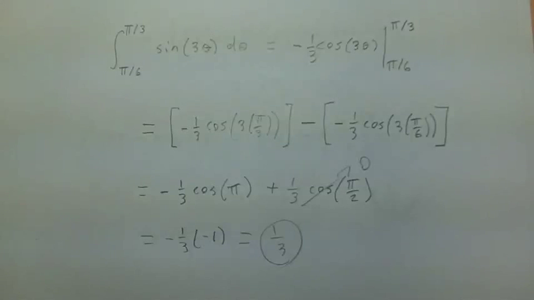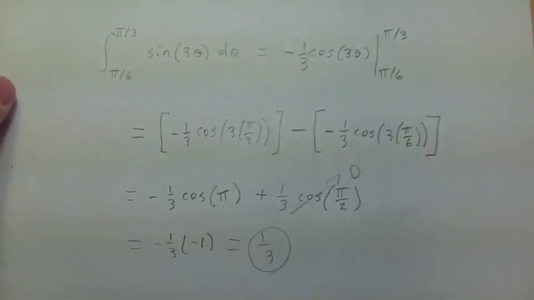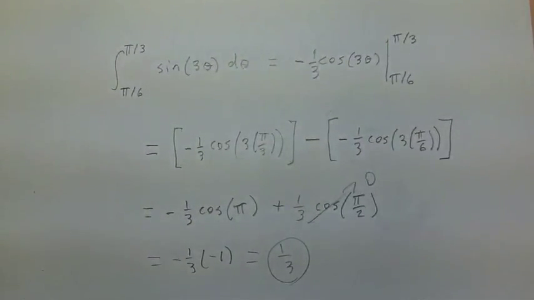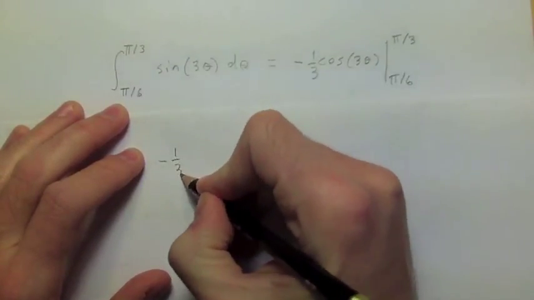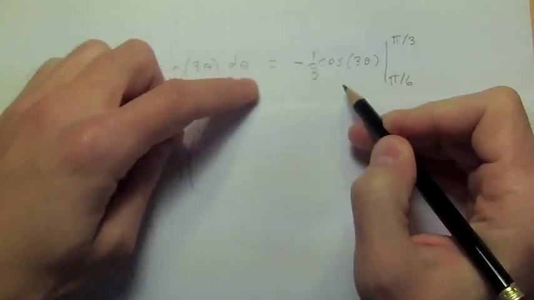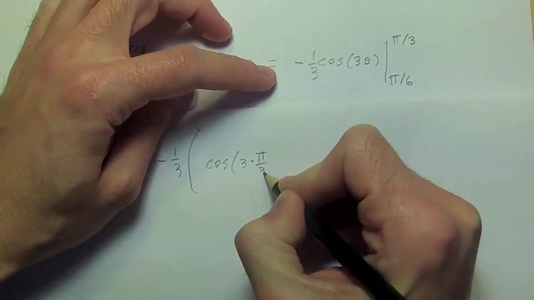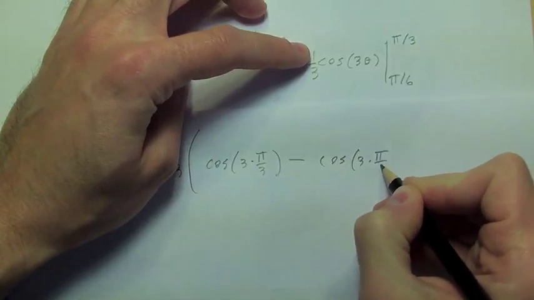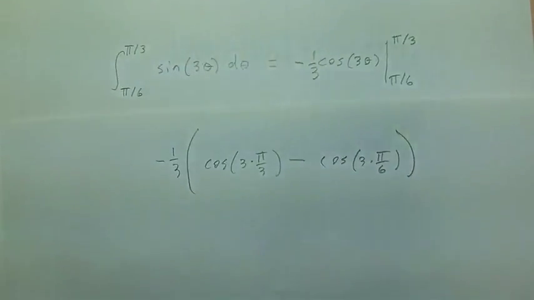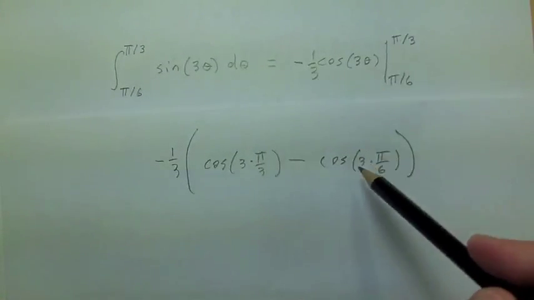One thing that I see some people do, and you'll see me do this as well, is when they get to here, often I will factor out that negative 1/3. So I will say negative 1/3, then I'll plug in all my stuff. So it will be cosine of 3 times pi over 3 minus cosine of 3 times pi over 6. And that just keeps it, you can factor out the negative so you're not having to worry. It's always still just this thing minus this thing.